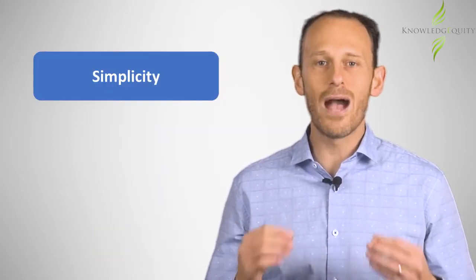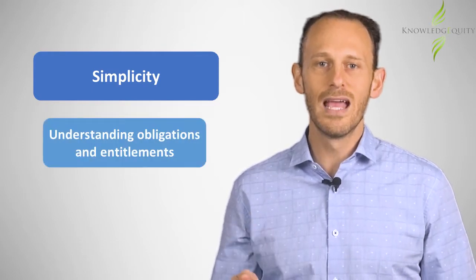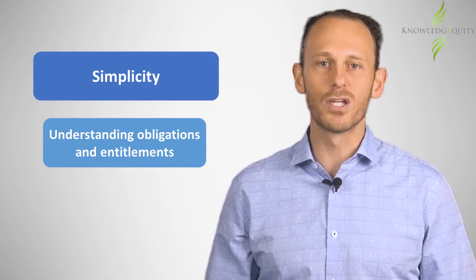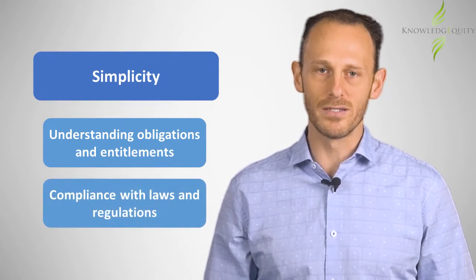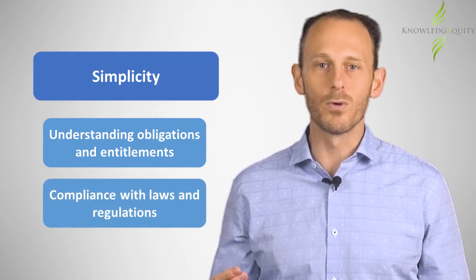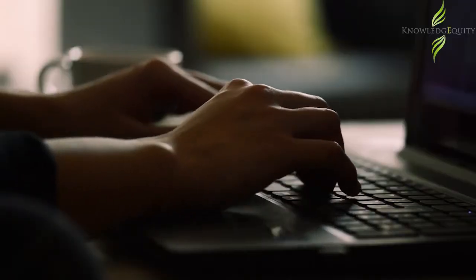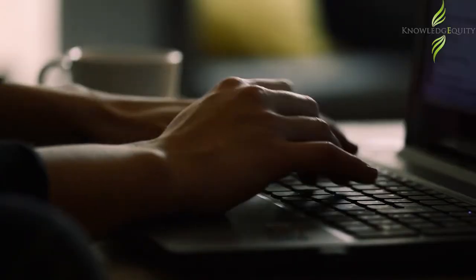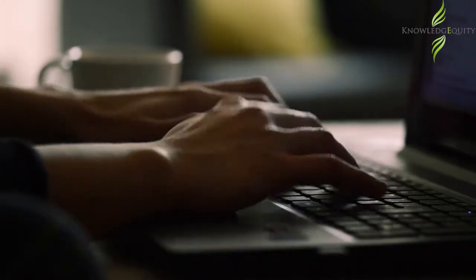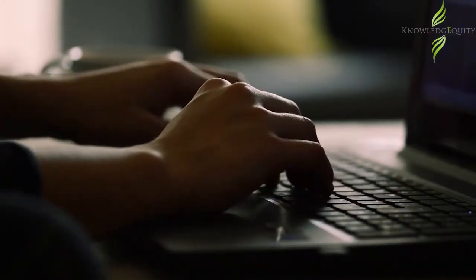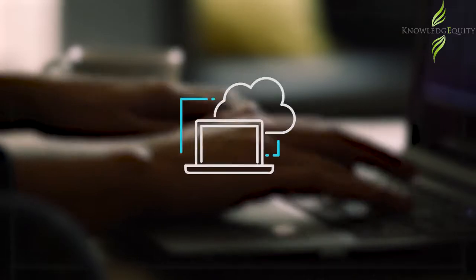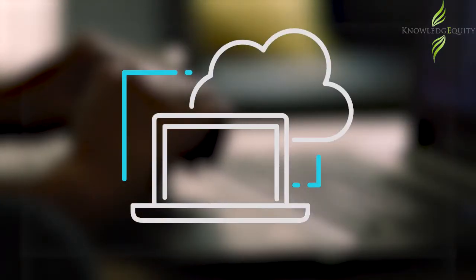Simplicity refers to how easy it is for taxpayers to understand their obligations and entitlements, and how simple it is for taxpayers to comply with laws and regulations. Technology improvements, such as data matching and online submissions, as well as different communication methods to educate and inform taxpayers, continue to provide strong opportunities for simplification of the tax system.